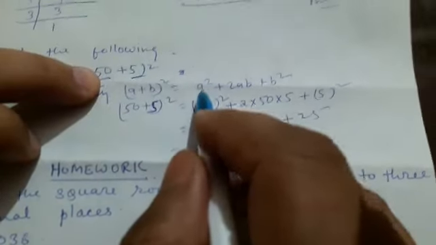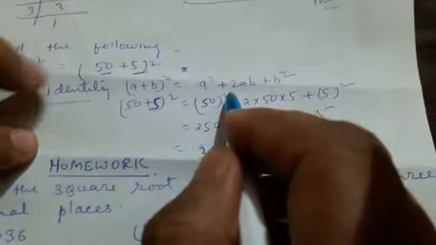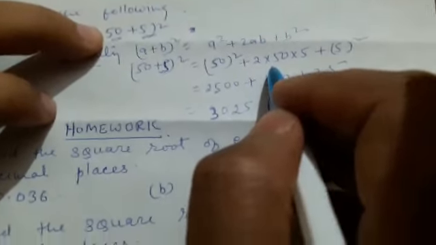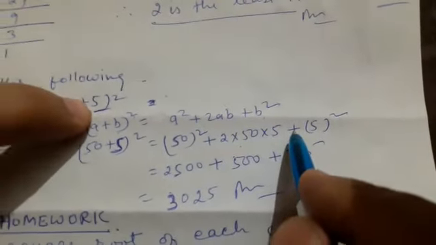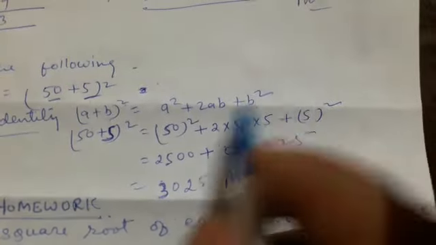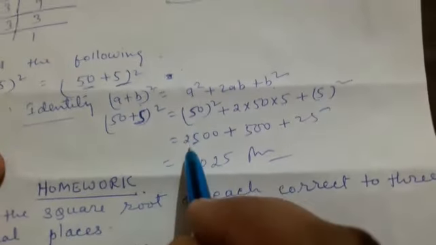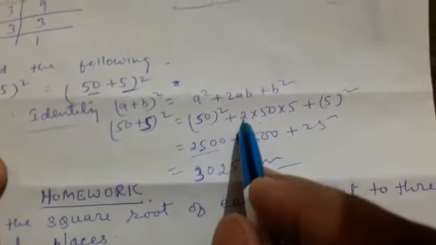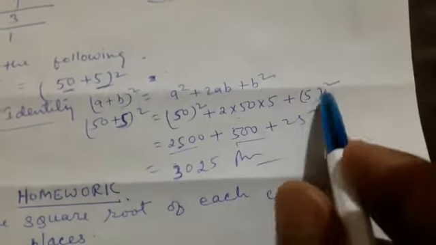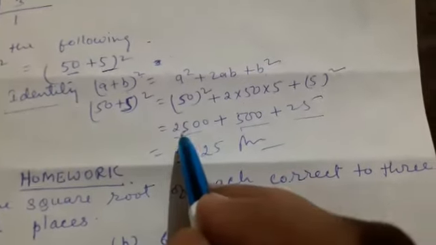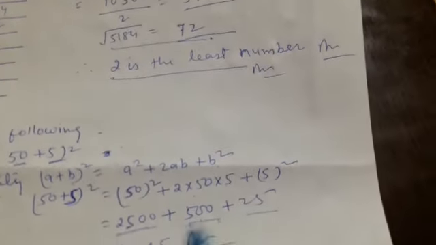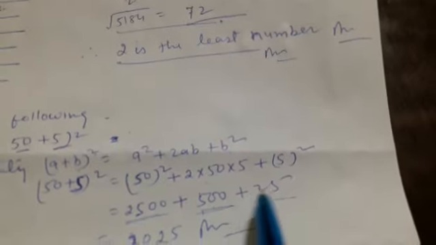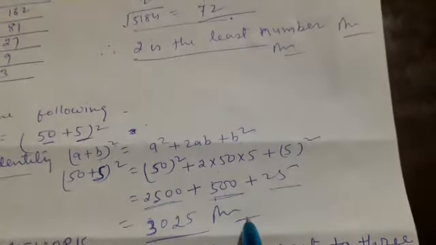So a square, in place of a square what we will write? 50 square. Plus 2ab, in place of a we will write 50, and in place of b we will write 5. Plus b square, in place of b we will write 5 square. So after squaring this 50 we will get 2500. 50 into 2 is 100, into 5 is 500. 5 square means 25. Now add all these numbers. 2500 plus 500 will become 3000. 3000 plus 25, it will be 3025, which will be our answer.